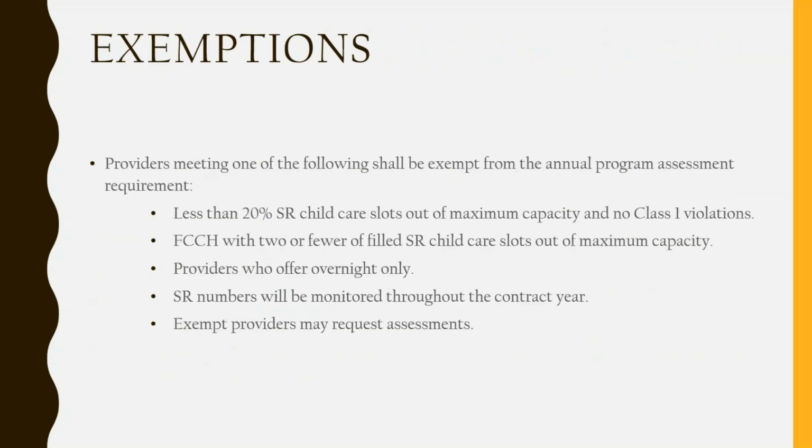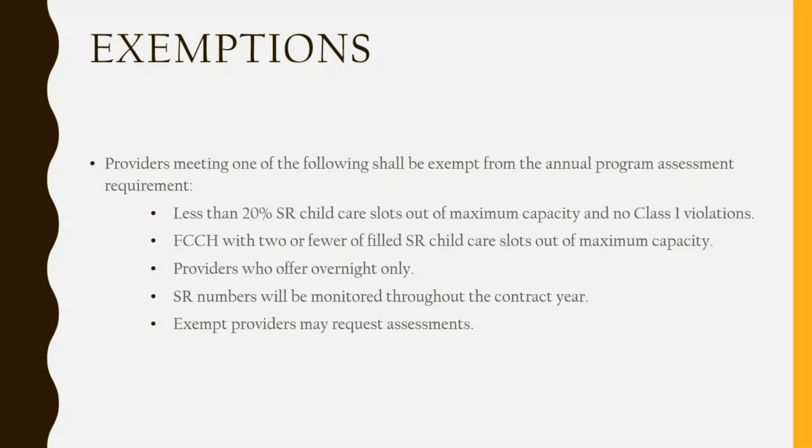Exemptions. If you are a provider meeting one of the following, you will receive an exemption from the observation. If you have less than 20% school readiness children out of your maximum capacity and no class 1 violations, you will not need an observation. If you're a family child care home with 2 or fewer, you will not need an observation. If you only offer overnight, you will not need an observation. If you want an observation and you're exempt, just reach out to us and we will provide you with one.